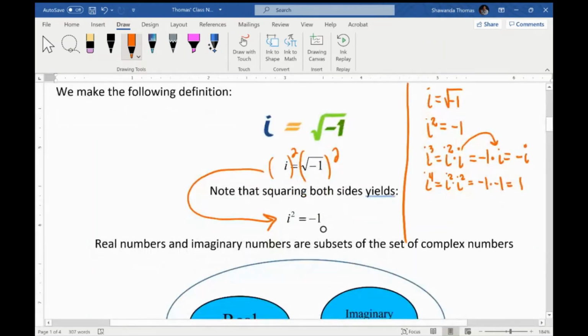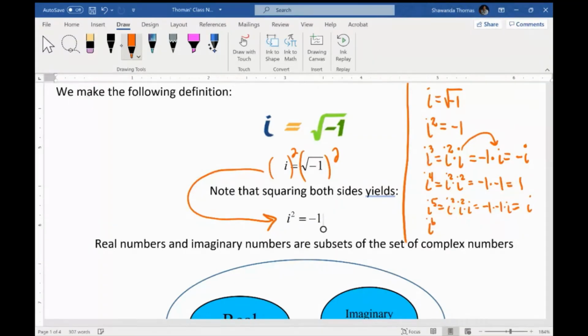We can go further than that if we want to. i to the 5th power. Give me a way to break down i to the 5th. i squared times i squared times another i. Okay. So that's -1 times -1 times i, which equals what? i. Yep. Let's do one more.